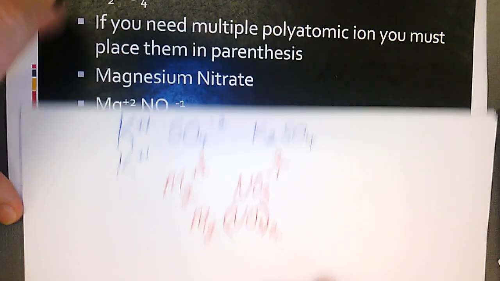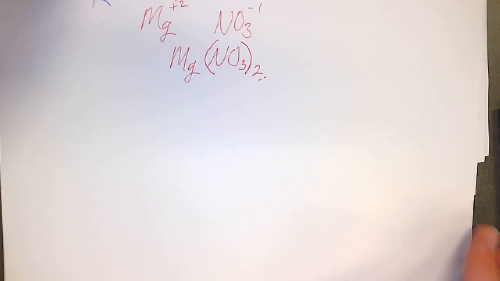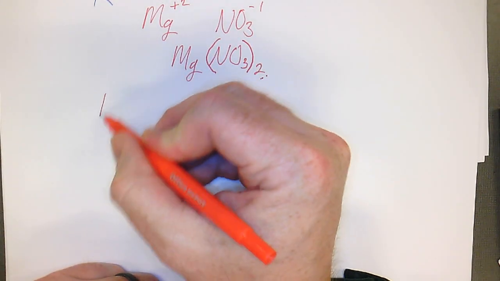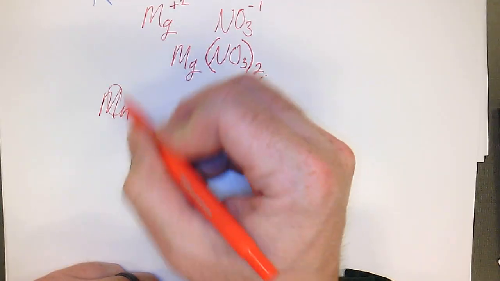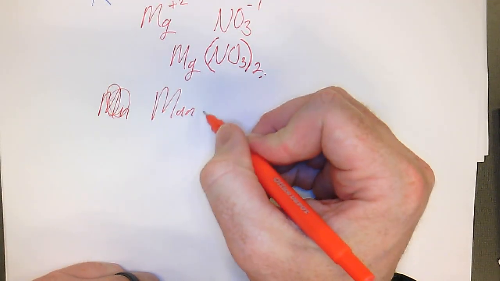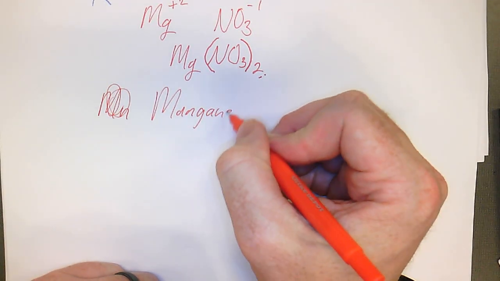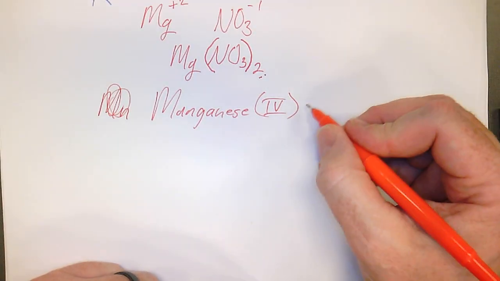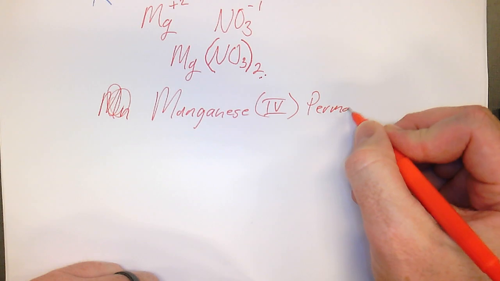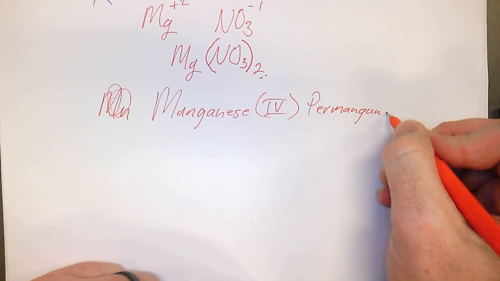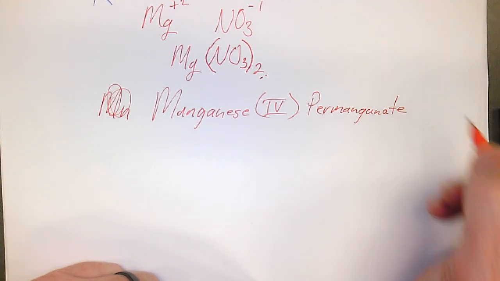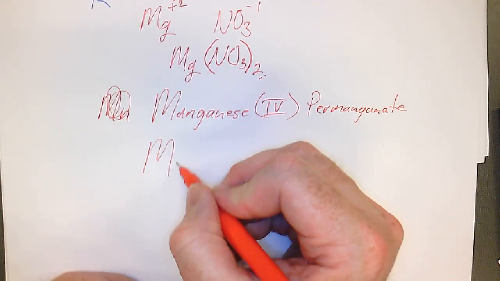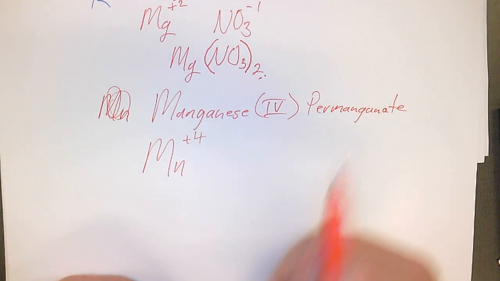All right. Okay. So yeah, you do not distribute it on out. All right. Now, let me do another one. Let's go Mn. Let me write it out first. Manganese 4, and then we're going to go permanganate, because this kind of goes along with what you were asking, okay? So manganese is Mn, and it's telling us it's +4.